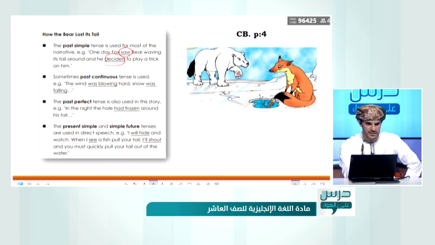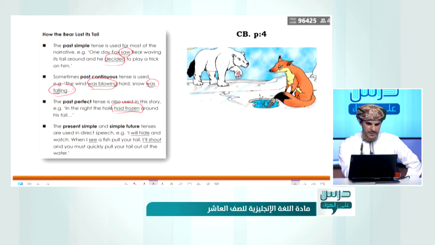Sometimes past continuous tense is used. The wind was blowing hard and snow was falling. Okay. The past perfect tense is also used in this story. In the night, the hole had frozen around his tail.